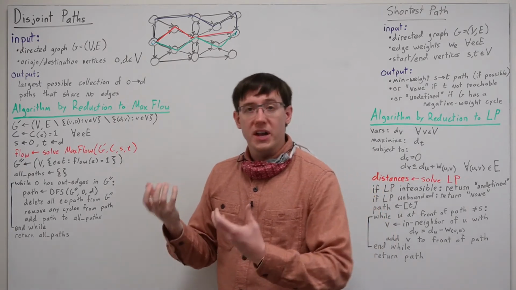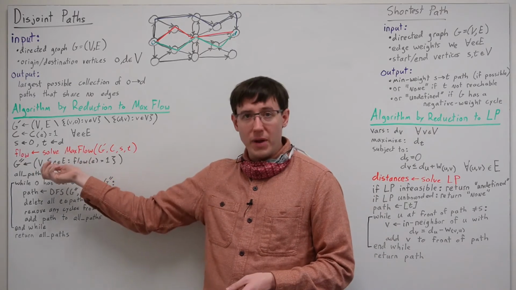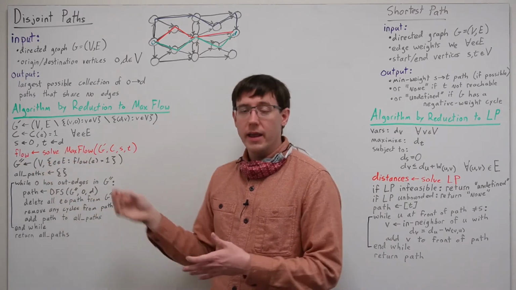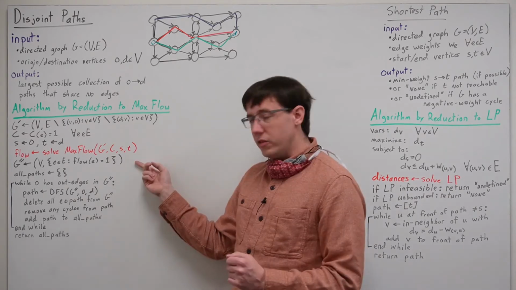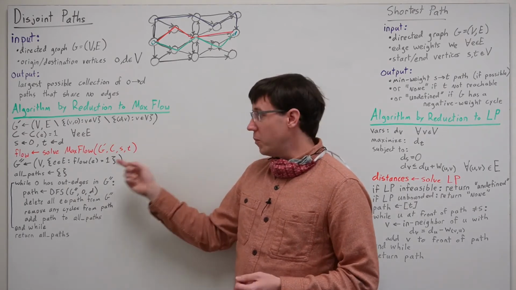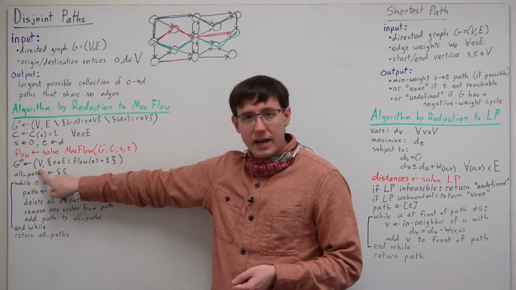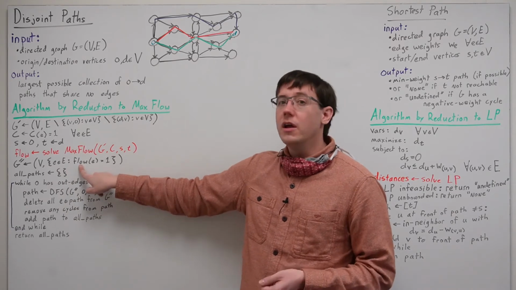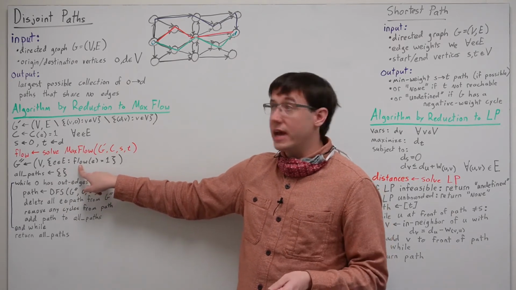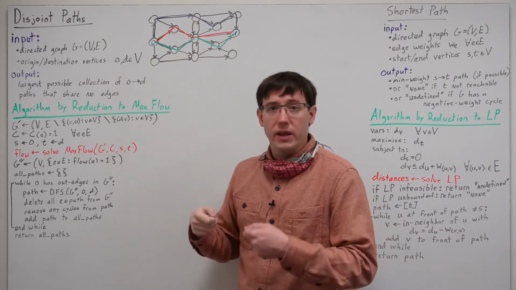So we have some additional translation to do to take the answer that we got back from solving max flow and turn it into an answer to disjoint paths. In this case, we do that translation by building this graph G double prime, which again has all the same vertices, but now we include exactly those edges that have 1 unit of flow under the flow that we computed.